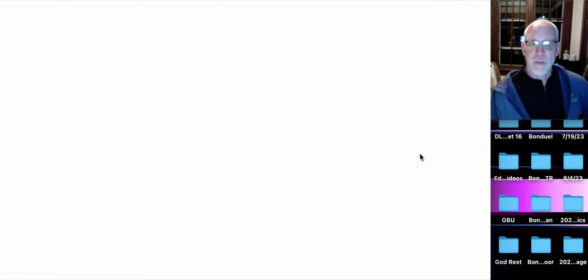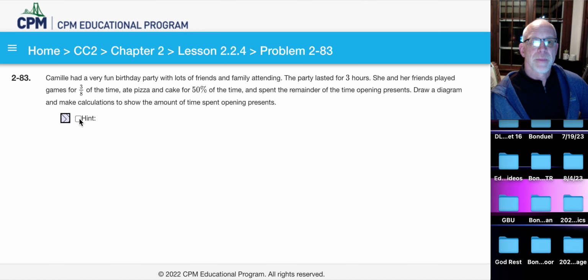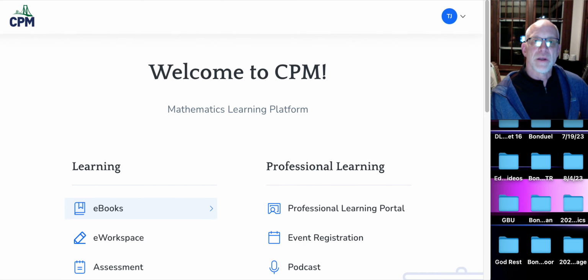Hey, here's some homework help. Boom, boom, boom. If it opens up. There we go. Oh yeah, remember this? Yep, she's breaking that one up into equivalent fractions. So you can check there.